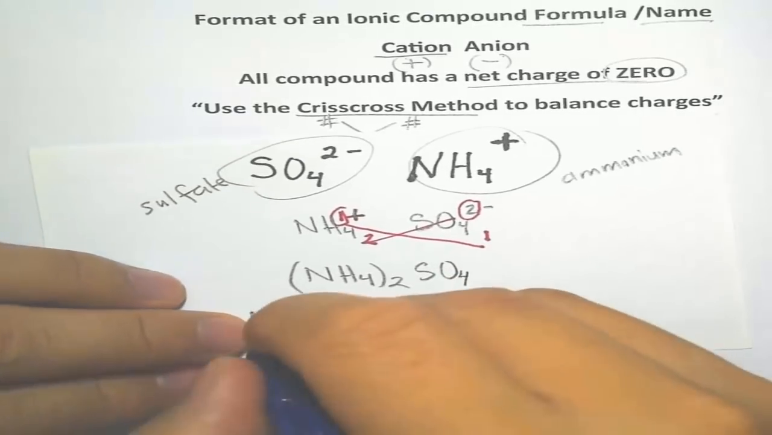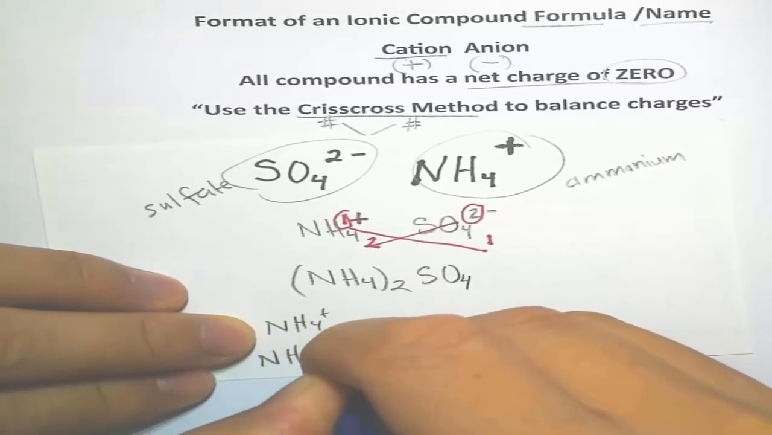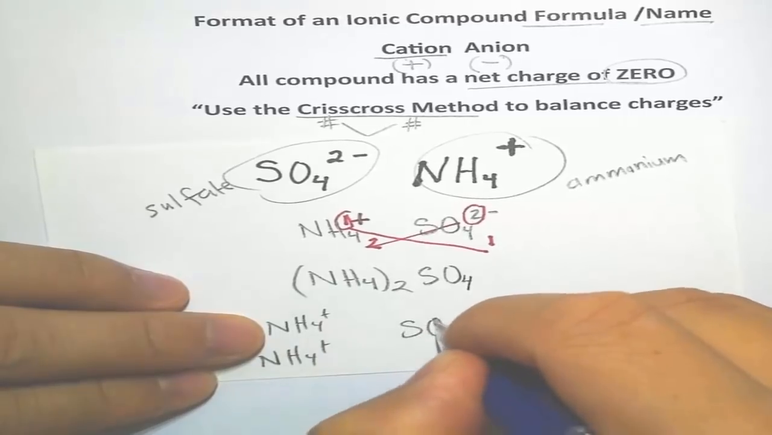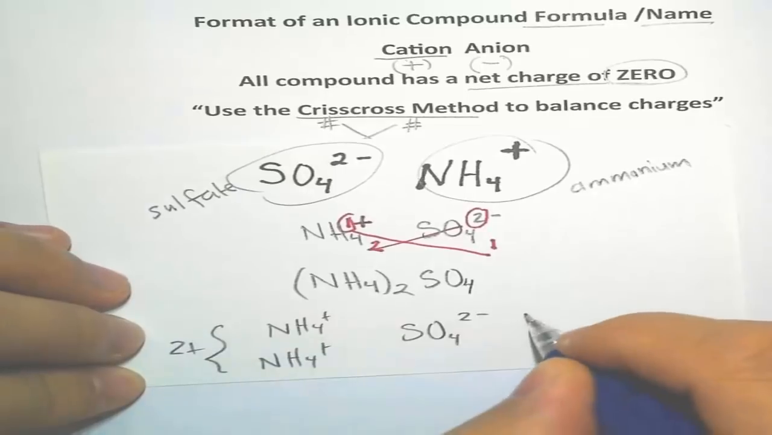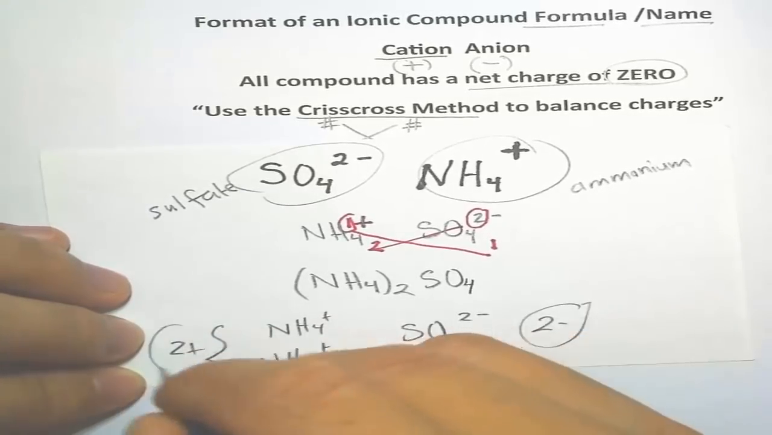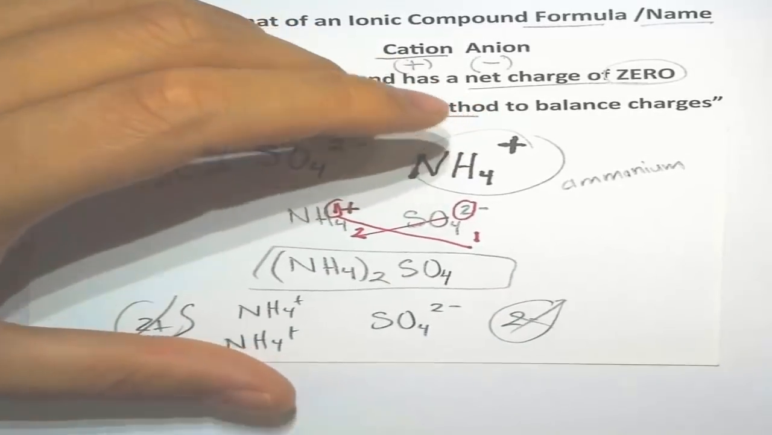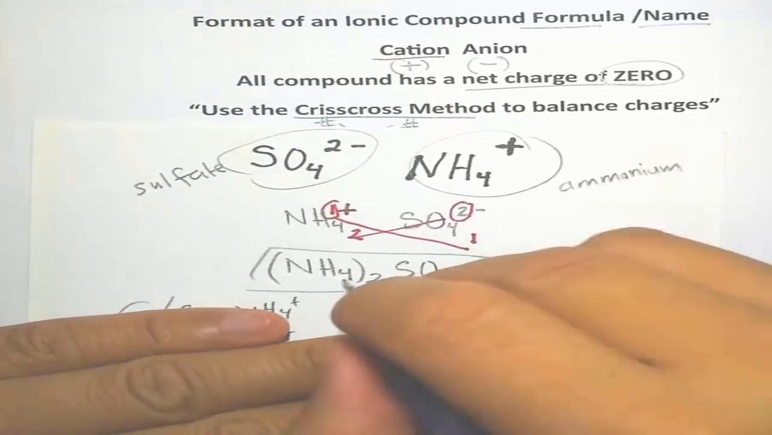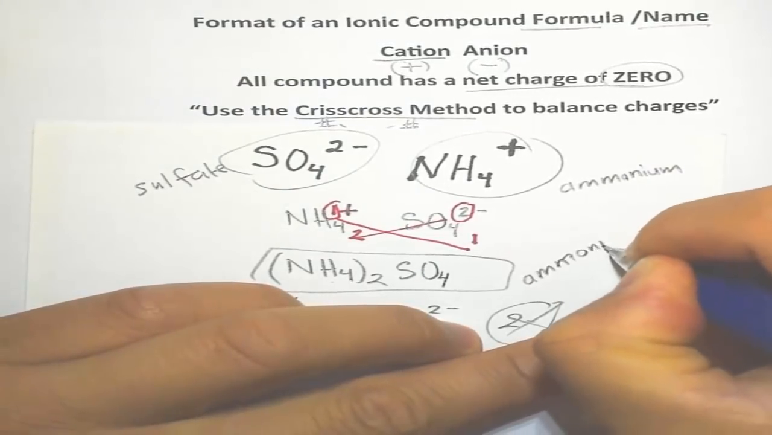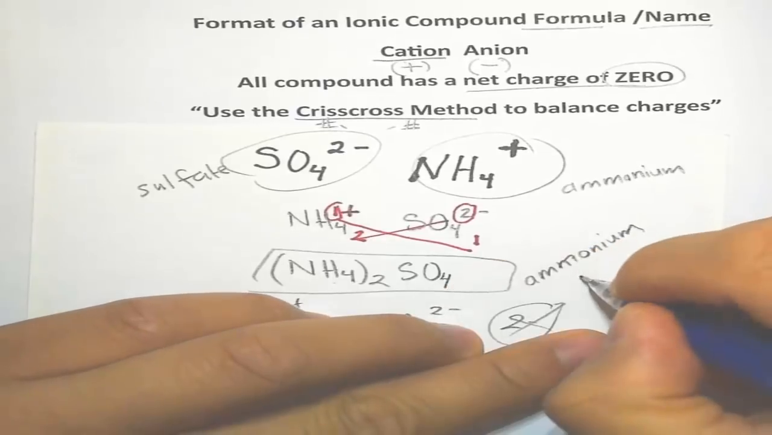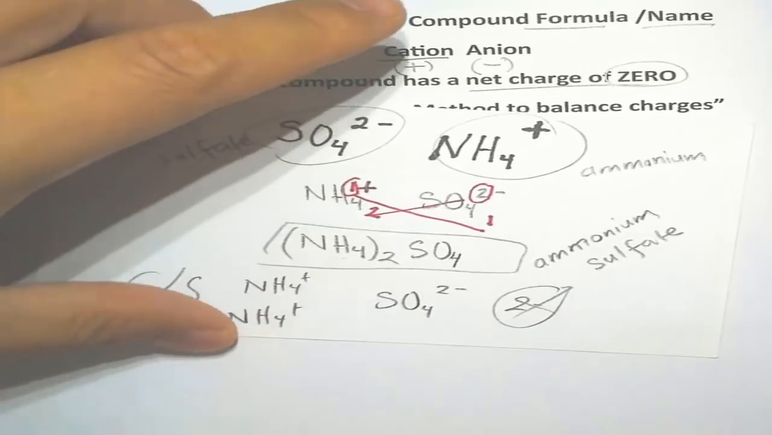So let's check our work. 2 ammonium, which is NH4+, and sulfate is just 1 SO4 2-. And notice how the positive is 2+ and the minus is 2-, so they cancel each other out. And there you go, we have our chemical formula. And what is the name of this? Extremely easy. We just take the name of the cation, which is ammonium, followed by the anion, which is sulfate. And that's all we have to do.